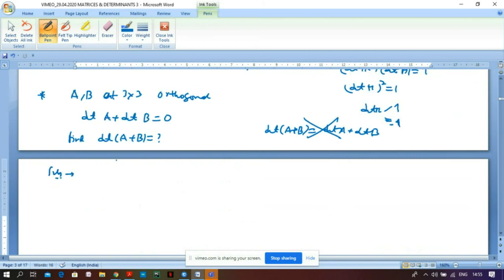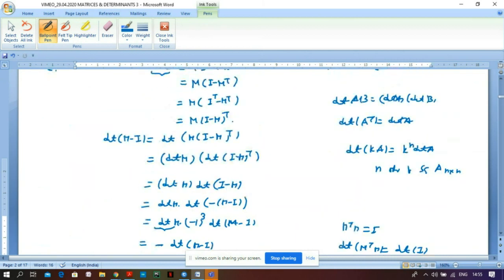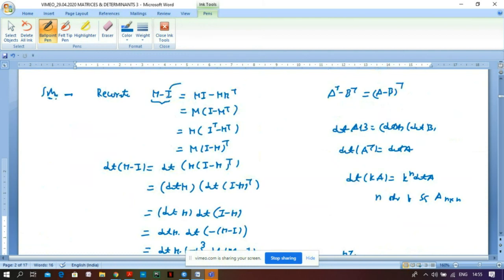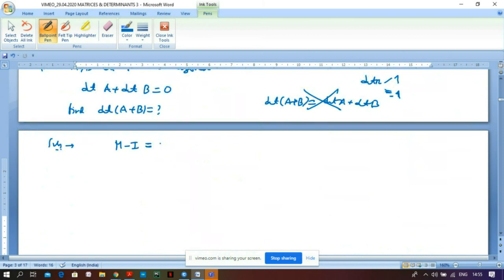Now det of A plus B, where A and B are orthogonal. So how do you start that? Taking your motivation from the last problem. The last problem was that crucially M minus I was able to be written in terms of, so let us scroll, M minus I is M times I minus M transpose. So I'm able to write M minus I as M times I minus M transpose. That is what made it work.